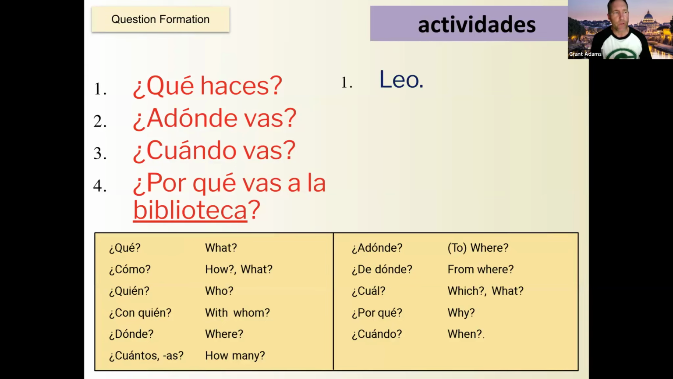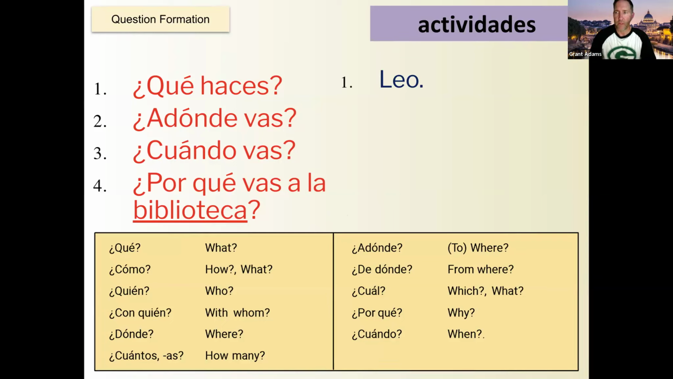¿Y a dónde vas? ¿A dónde vas, Shannon? ¿A dónde vas, Carter? ¿A dónde vas, Amanda? ¿Cómo se dice en inglés? Where are you going? ¿A dónde vas? Or to where, I should say. To where are you going? ¿A dónde vas?